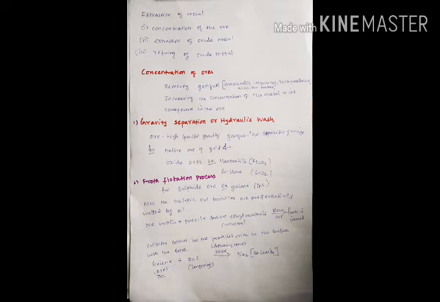Once again, I repeat the process. Gravity separation or hydraulic wash is for ores having high specific gravity, with impurities having low specific gravity, and this method is especially used to concentrate oxide ores. The finely crushed ore is treated with the rapidly flowing current of water. Impurities are washed away by water. The heavier ore particles settle down. Thus, we are separating the impurities from the ore particles.